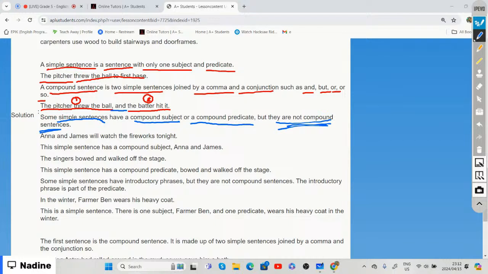That is being joined. If we look at an example, if we have two subjects, it's like saying Anna and James. So the and over there joins those two names. So it's Anna and James. That is two subjects within this one sentence. And this is not a compound sentence because it is not joined by a comma and a conjunction. It's not two simple sentences being joined. It is just having a compound subject, either two subjects or two predicates.